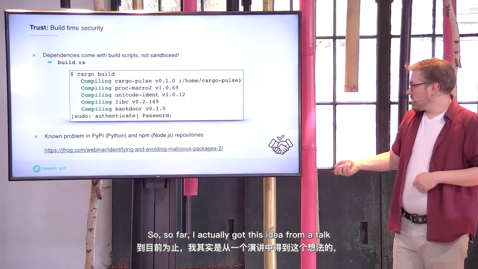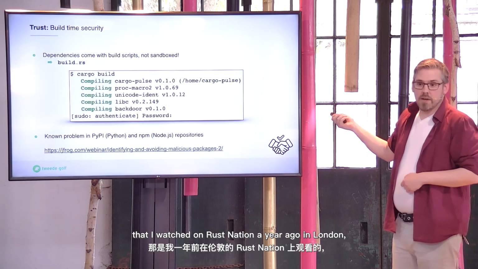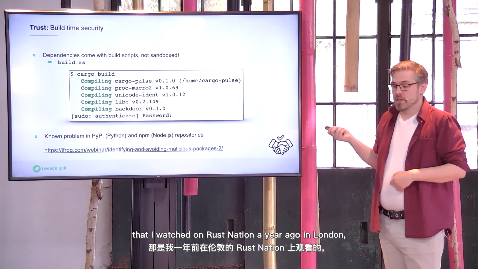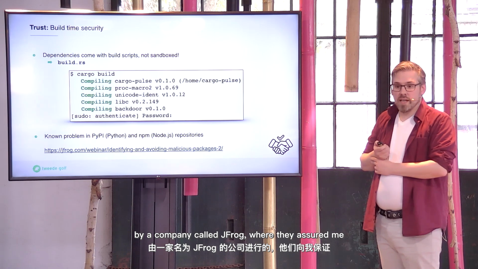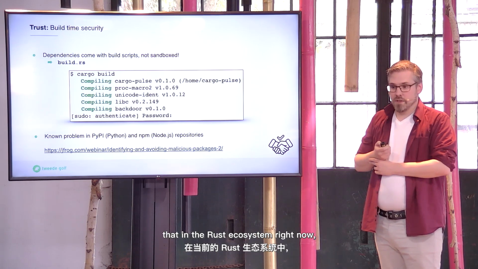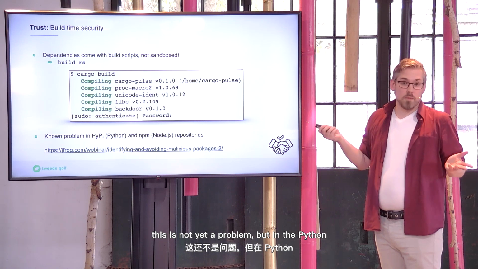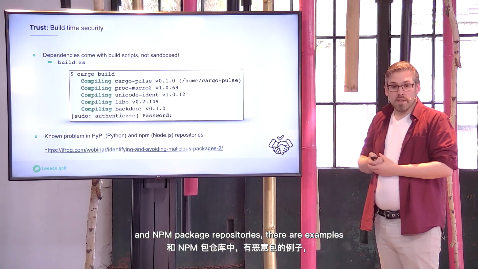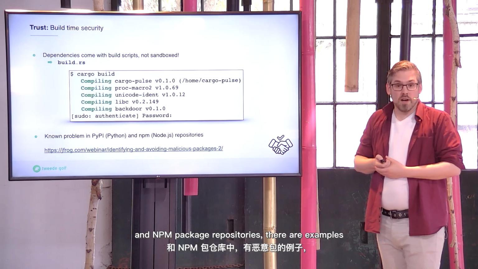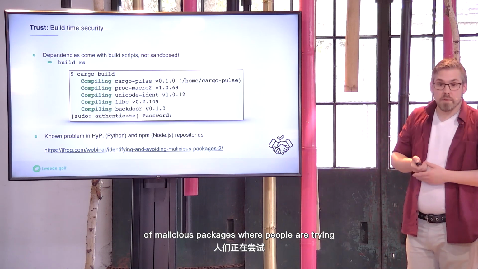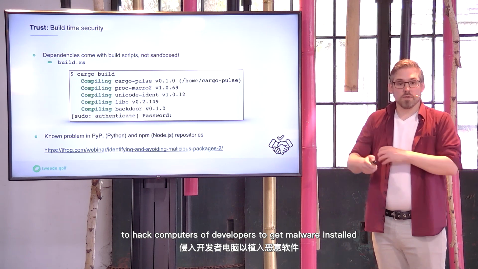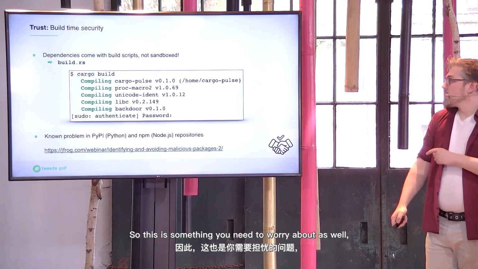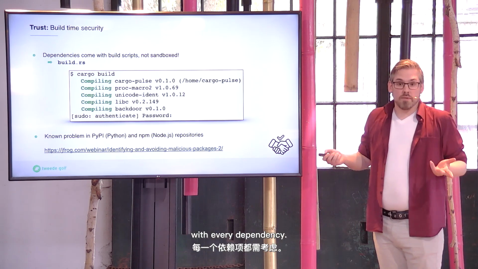So far, I actually got this idea from a talk that I watched at Rust Nation a year ago in London by a company called JFrog, where they assured me that in the Rust ecosystem right now, this is not yet a problem. But in the Python and NPM package repositories, there are examples of malicious packages where people are trying to hack computers of developers to get malware installed on end users' computers. So this is something you need to worry about as well with every dependency.